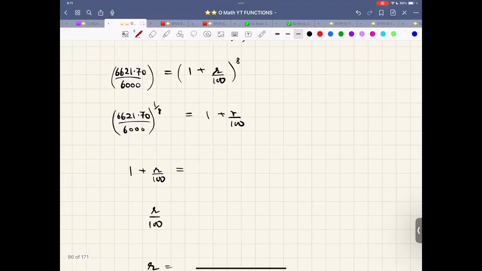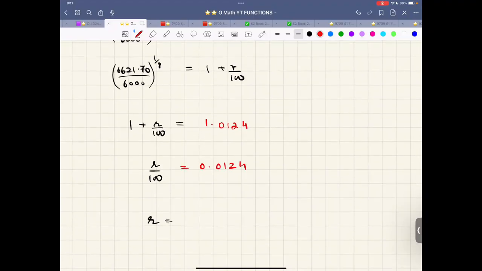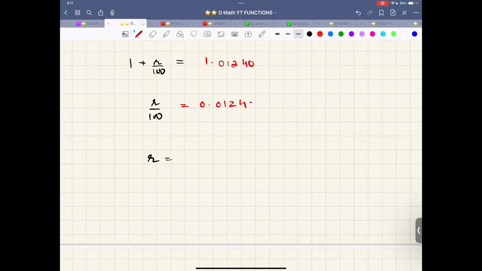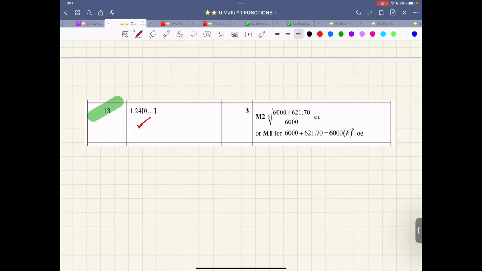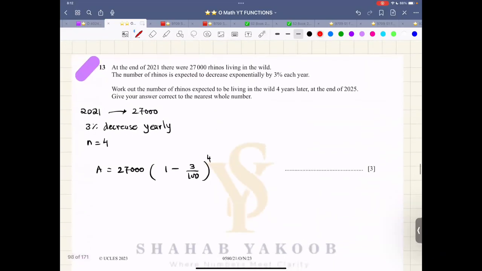The rest of the working is just like the previous one, and again, you can get this answer. Let me get it. 6621.70 divided by 6,000. You get this value and then raised to the power of 0.125. That comes out to be 1.0124. Subtract, that is 0.0124. And then there is a zero, there is a zero. Therefore, this is 1.240. If it's three significant figures, leave it like this. That is the answer. Value of R is 1.24. All good, all clear? And then this one, question 13.